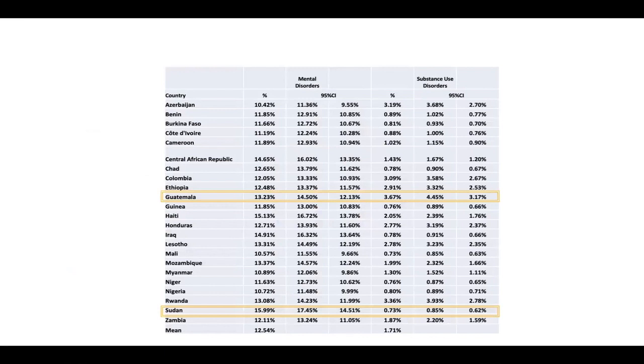This table presents the prevalence of mental and substance use disorders among the 23 countries with higher CAPE scores. The average prevalence of mental disorders was 12.45. The highest prevalence was found in Sudan with 15.99%, and the lowest in Azerbaijan with 10.42%. Regarding substance use disorders, we found an average of 1.71%. The highest value was found in Guatemala, 3.67%, and the lowest value, 0.73%, in Sudan.